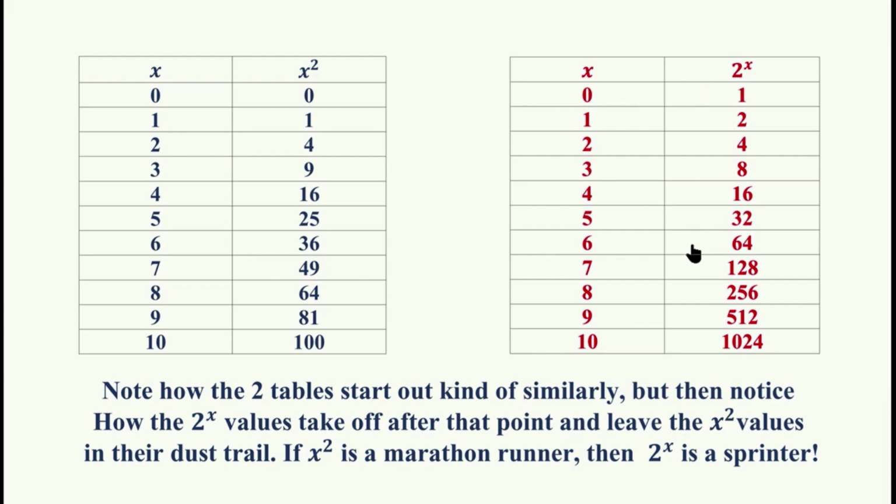Now when we look at this function, notice it takes off in a similar manner to x squared, right? Up to about this point. From here, this one really takes off. Notice like 2 to the 5 is 32, 2 to the 6 is 64, 128. By the time we get to 10, 2 to the x has really left x squared in its dust. So basically, if you think of this as a really good runner, this one is a major sprinter. I mean, there's a huge difference in the way that these two functions grow.